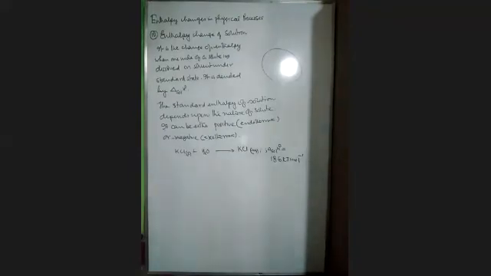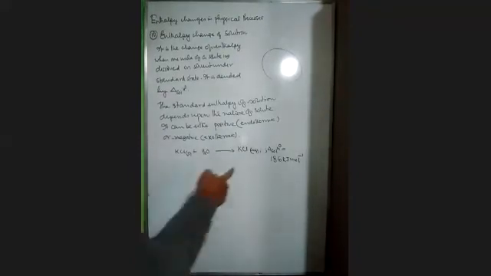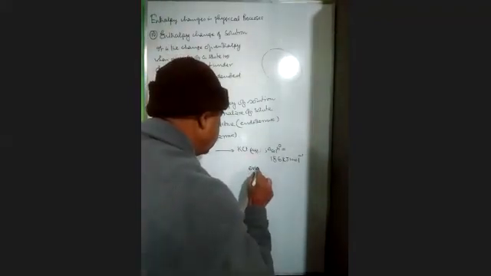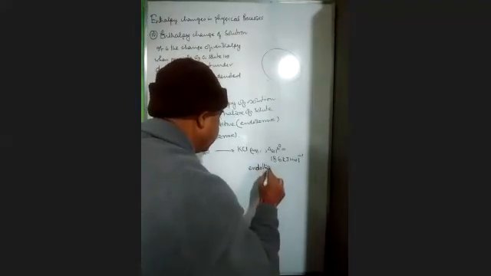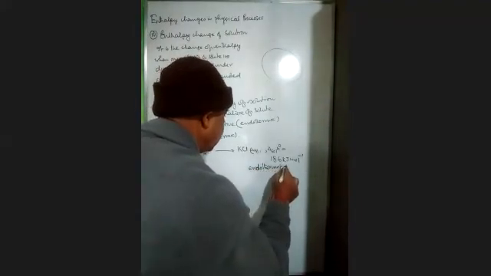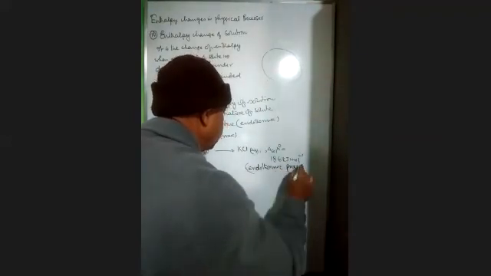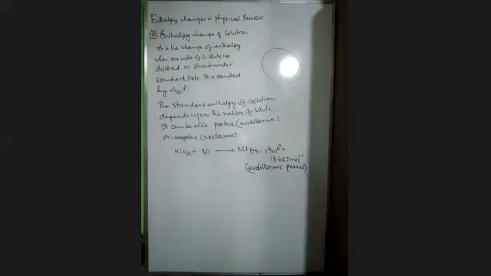All right. So this is an endothermic process. What is the meaning of this? It means if you want to dissolve potassium chloride in water, you have to heat the solution. Otherwise, its solubility will be very less. Same thing is applicable for sodium chloride also.